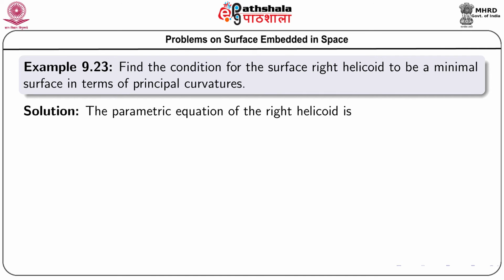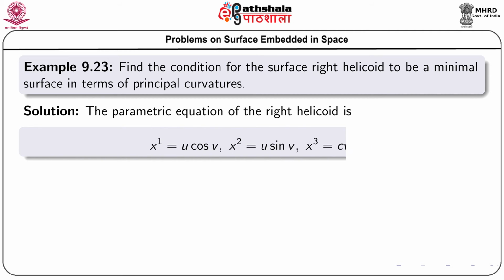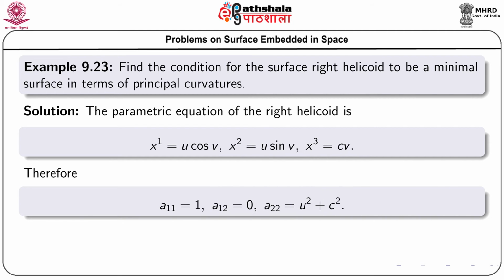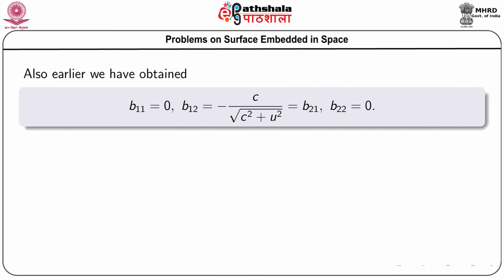Just from the previous example, we know this one, x1 equals u cos v, x2 equals u sin v, x3 equals c v, the equation for the right helicoid, and a11, a12, a22, in a similar manner what we have obtained, a upper 11, a12, a upper 22, and also we have obtained b11 equals 0, b12 equals minus c by root over c square plus u square, and b22 equals 0. So, all are required to find the principal curvatures.